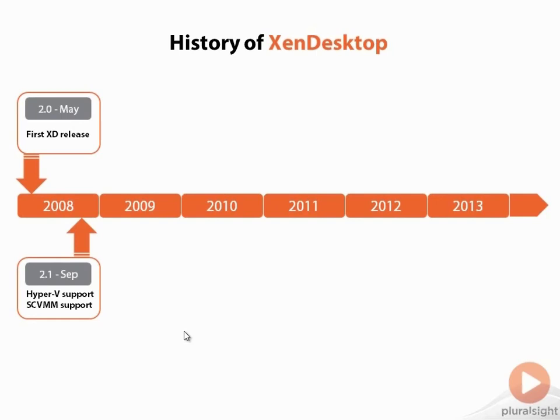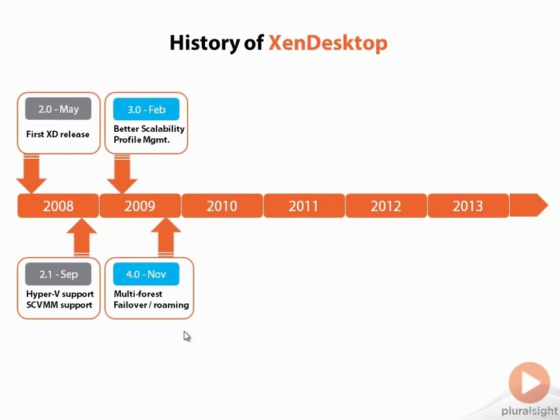Now, 2.1 was also released. 2.1 had support for Hyper-V and System Center Virtual Machine Manager. That was in the September timeframe of 2008. In 2009, specifically in February, version 3.0 was released, and that had better scalability. It had better profile management, which was very important, especially for VDI. In the November timeframe, again 2009, version 4.0 came out.